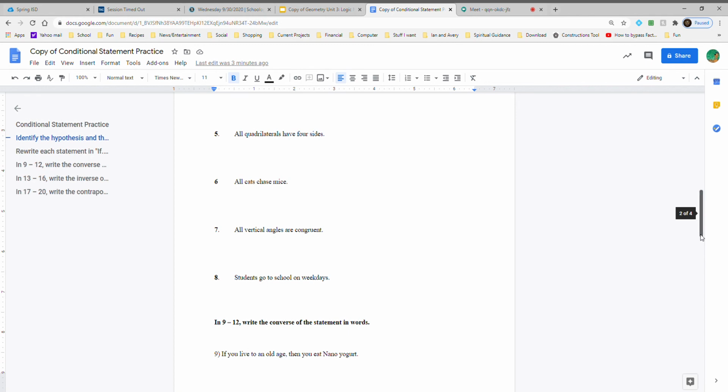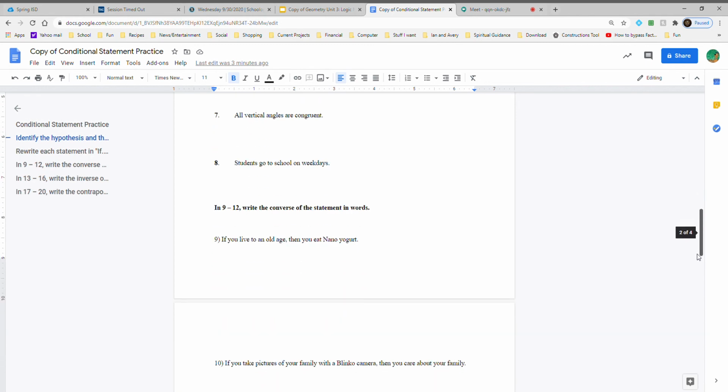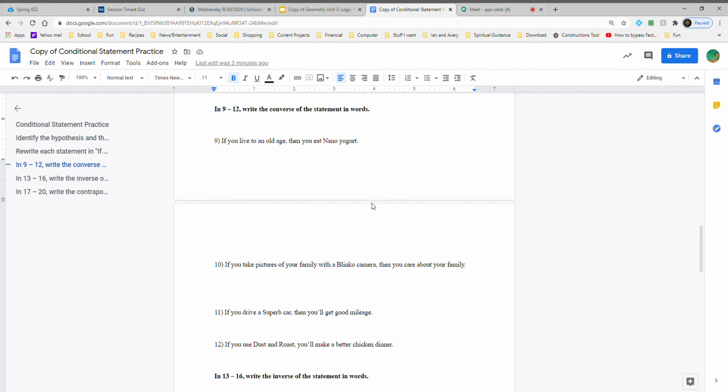We're supposed to write the converse. Again, I'm not going to write them because I'm trying to show people this at the same time I talk about it. So just listen. It says, if you live to an old age, then you eat nano yogurt. The converse of that would be when you flip the 2. So if you eat nano yogurt, then you live to an old age. That's converse. For this one, if you take pictures of your family with a Blinko camera, then you care about your family. So the converse of that would be if you care about your family, then you take pictures of your family with a Blinko camera. It's kind of silly, but that's the way that goes.